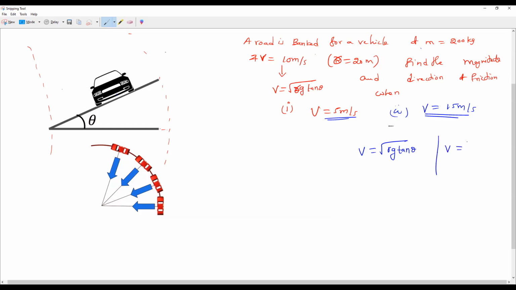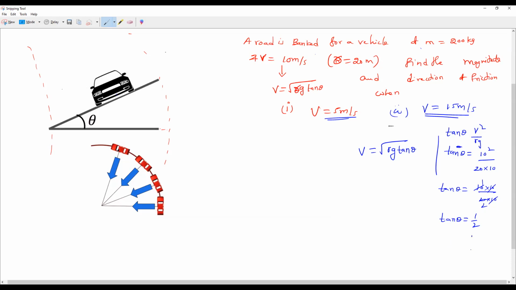And we all know, what is the formula we derived? Tan theta is equal to v square by R G, where v is the maximum velocity. So tan theta is equal to 10 square divided by R, which is 20, into g, which I take as 10. That is 10 into 10 divided by 20 into 10. The 10 will get cancelled, so tan theta is equal to how much, guys? Tan theta is 0.5, that is 1 by 2.